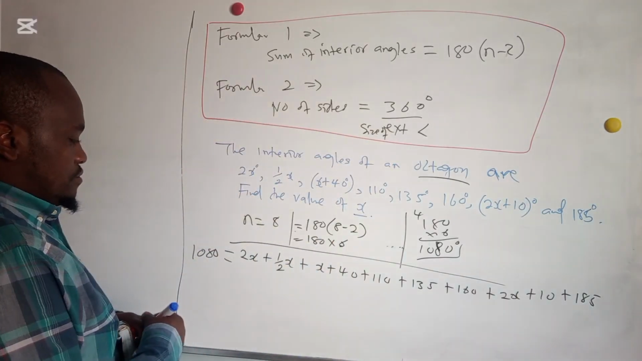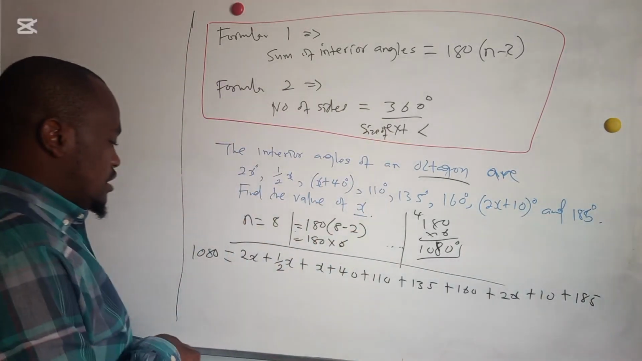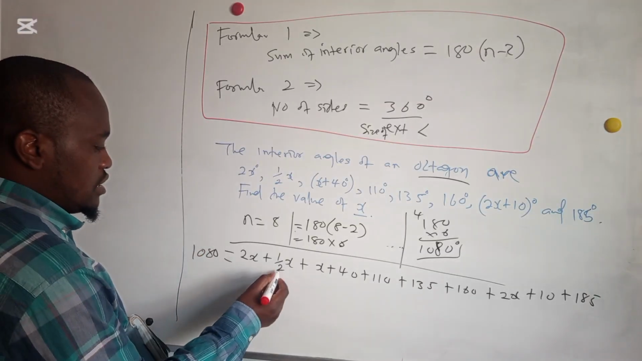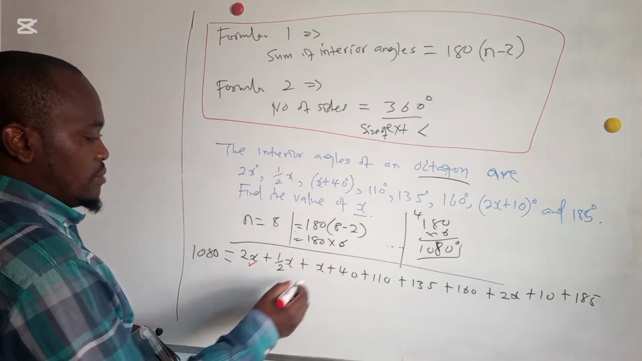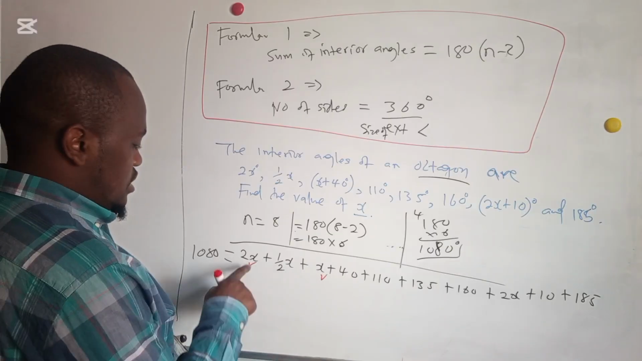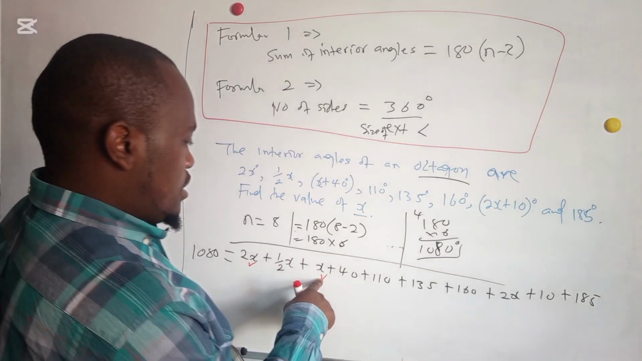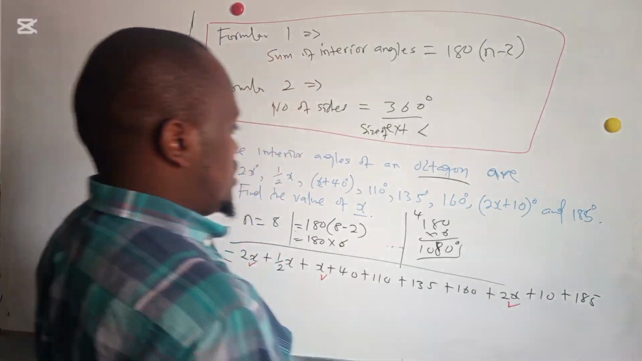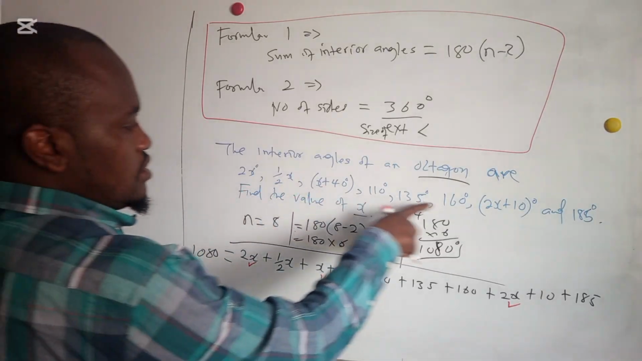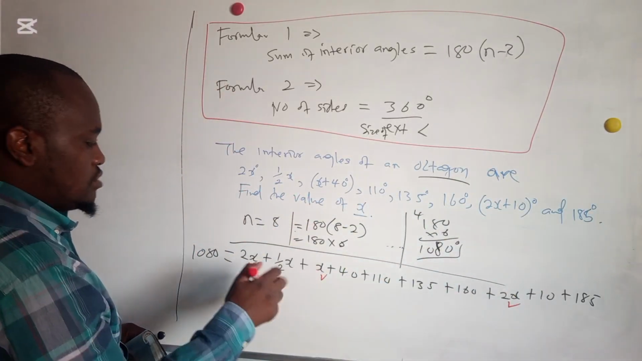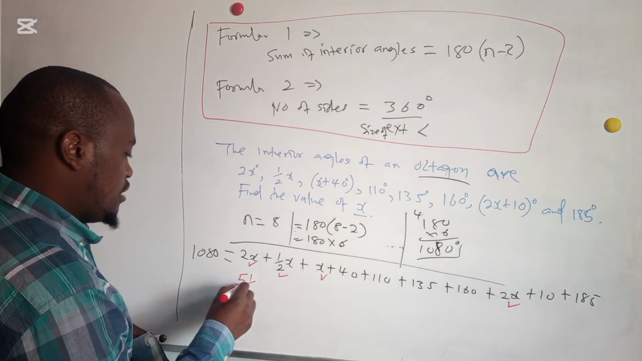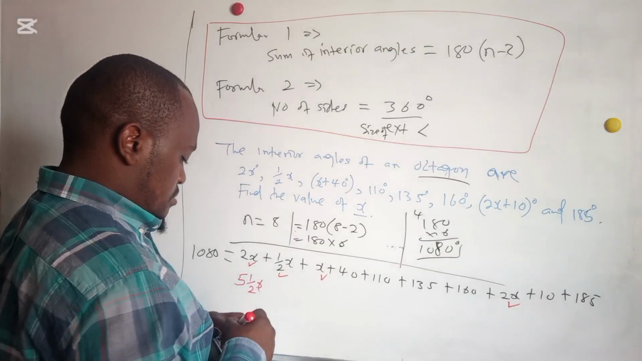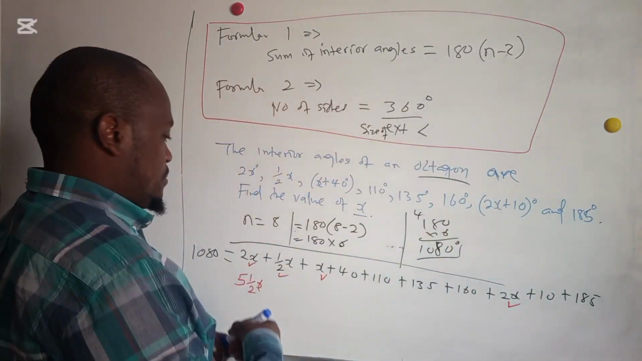Now let us add the x's. You have x plus a half x, that is 2.5, or we can keep this one and say x plus x, that is 3x, 2x plus x, 3x plus this 5x. Do you have any other x? This one. So you have 5x and a half. This one we had skipped here. So 5.5x.